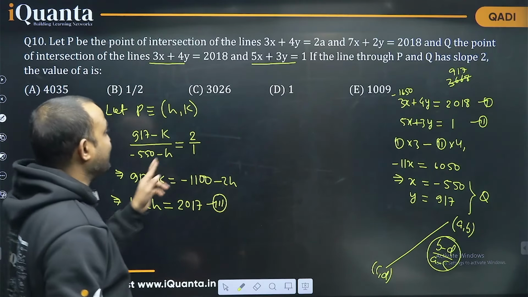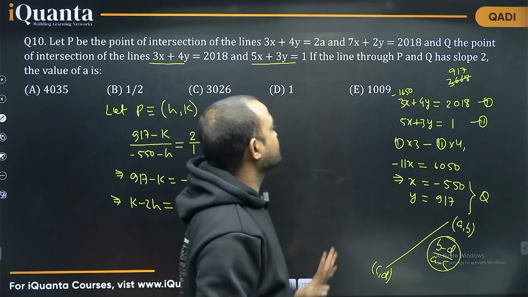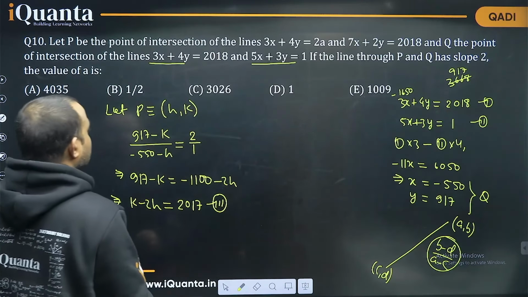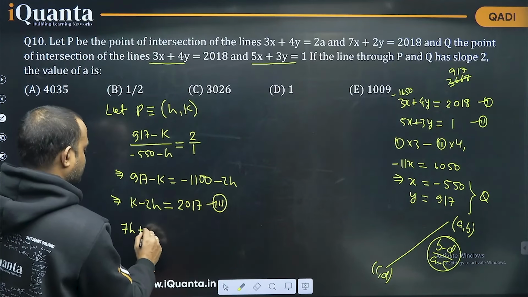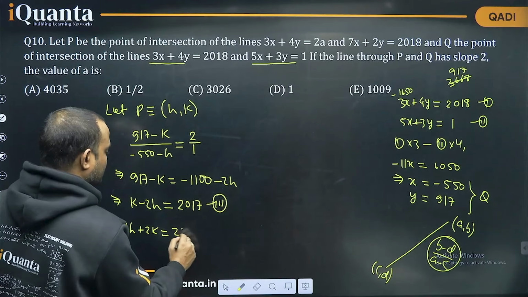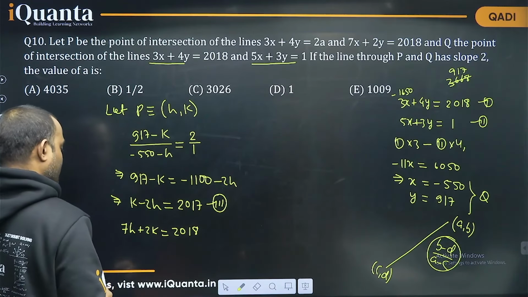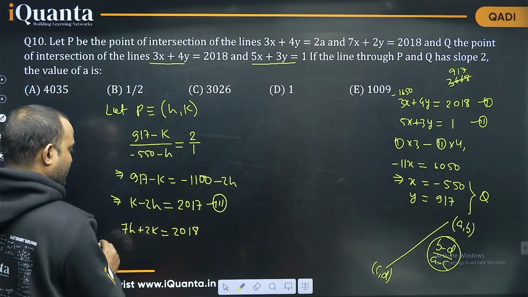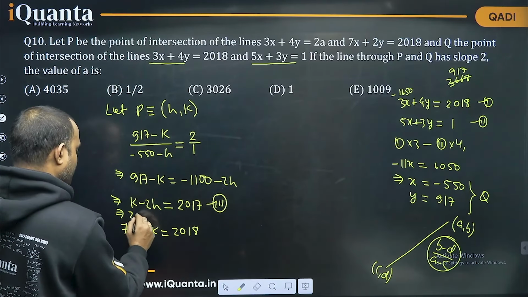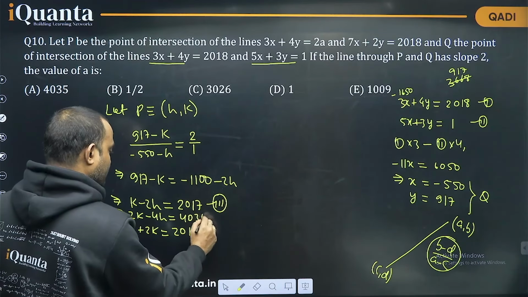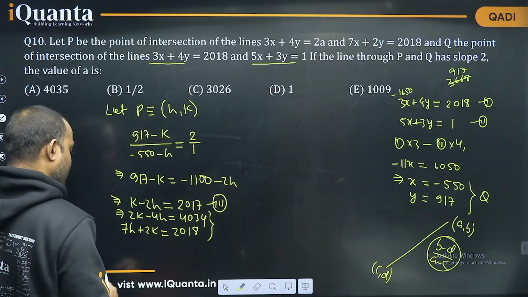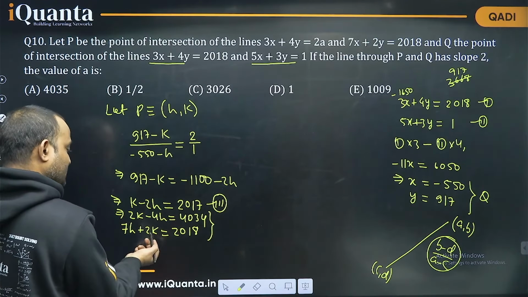Now this K and H should also verify this one, right? So let's put K and H there. So 7H plus 2K is equal to 2018. Now we have 2H, we have 2K. So this I can make 2K minus 4H is equal to 4034. Now using these two, if I subtract these two, this minus this.